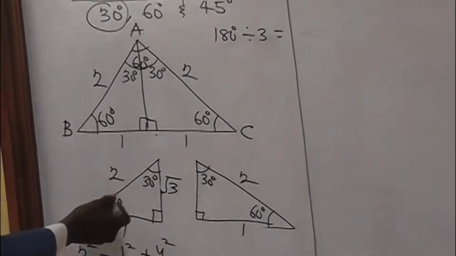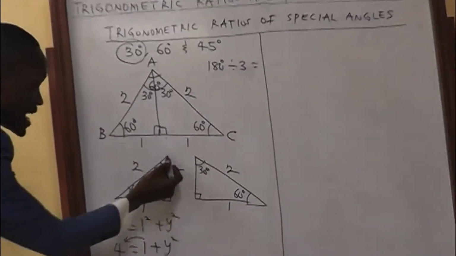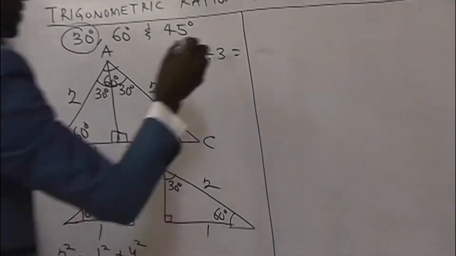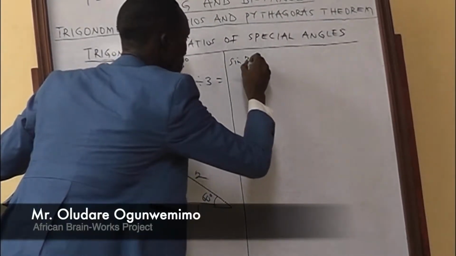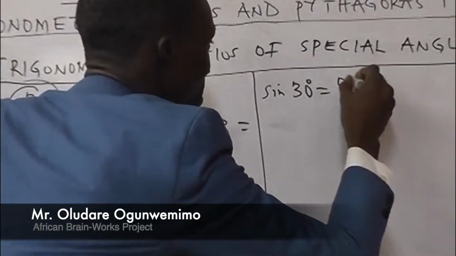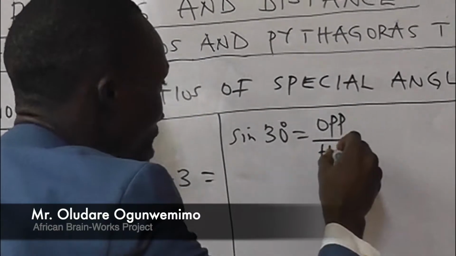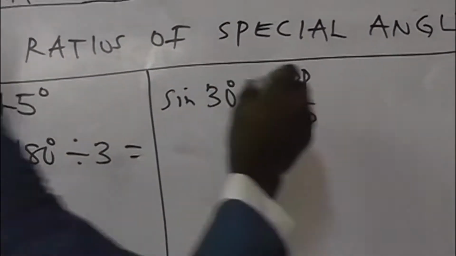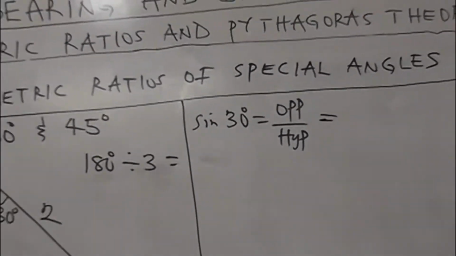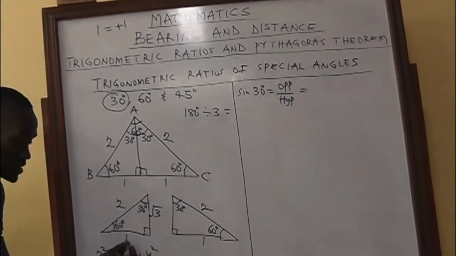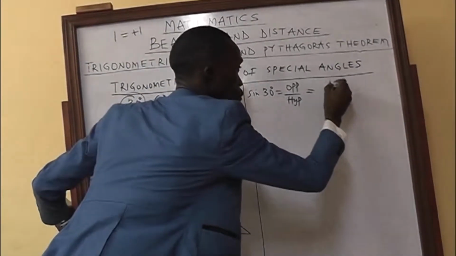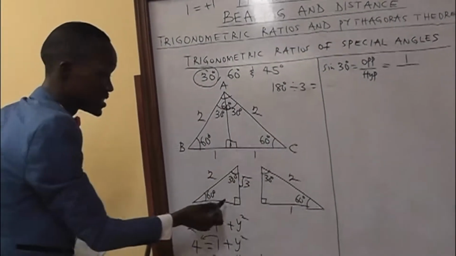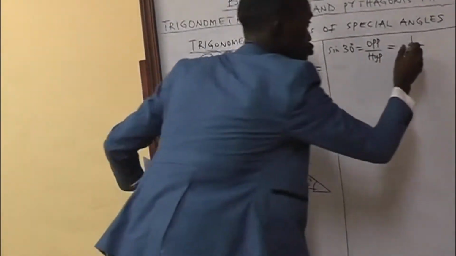So from here, to 60 degree, the side facing it is opposite. But let me even do the one for 30 first. From there we have sine 30. Sine 30 is opposite over hypotenuse, and the opposite over hypotenuse is still from our triangle. So this is 30 degree. The side facing 30 is what? That is 1. And the hypotenuse side, which is the side facing the right angle, is 2.